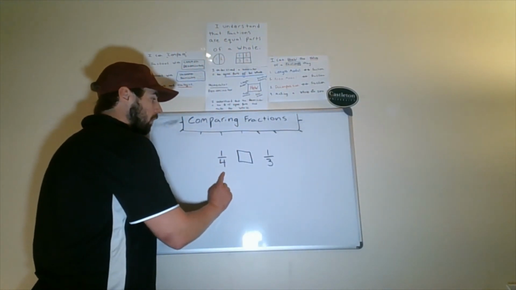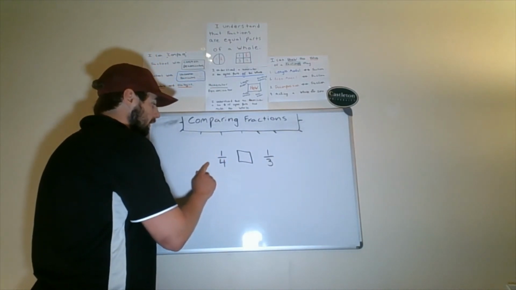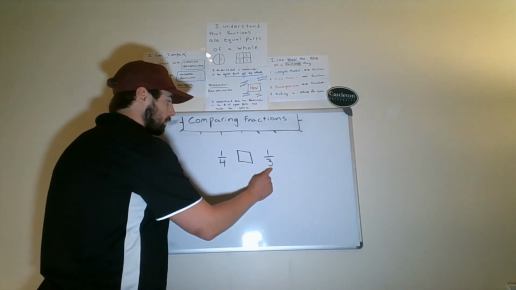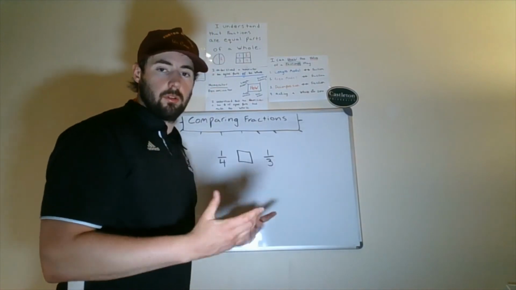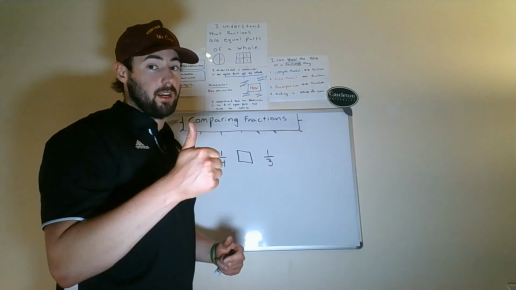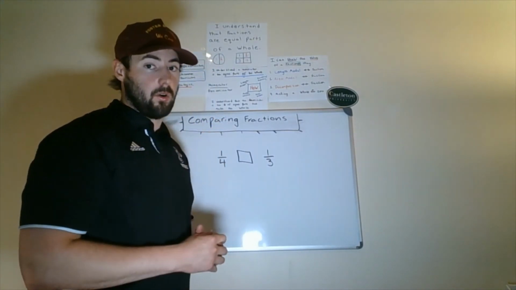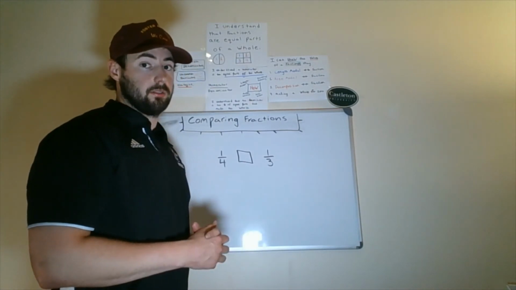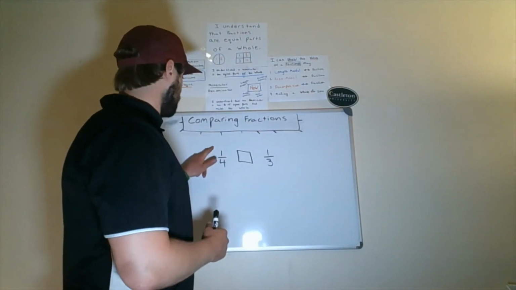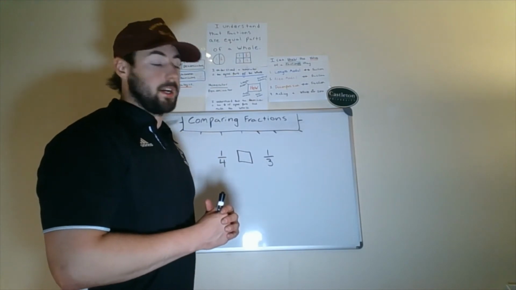Comparing 1/4 to 1/3. I have 1 part. I have 4 parts to make the whole. I have 1 part. I have 3 parts to make the whole. What scale is this, guys? Is this common denominators or uncommon denominators, 1 part, otherwise known as common numerators? Our numerators are the same. We're both talking about 1 part. We're talking about common numerators.